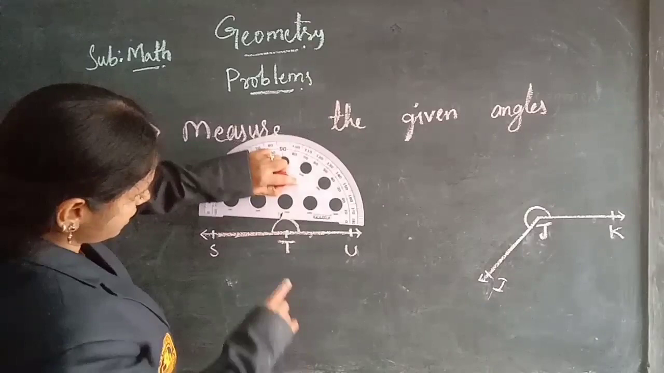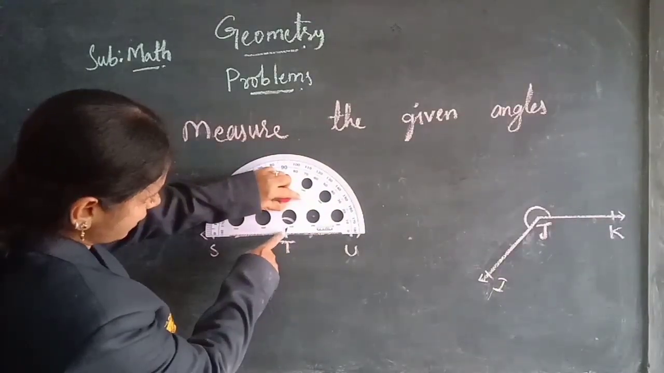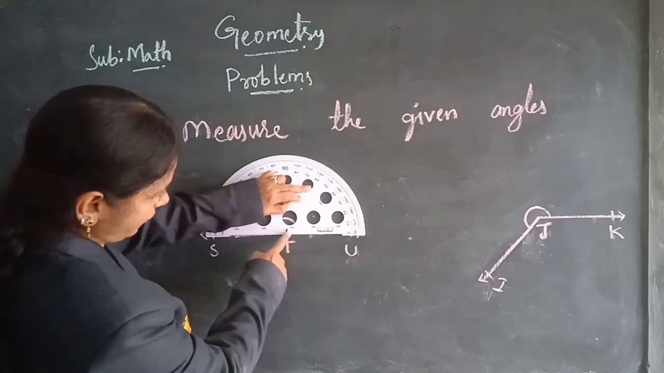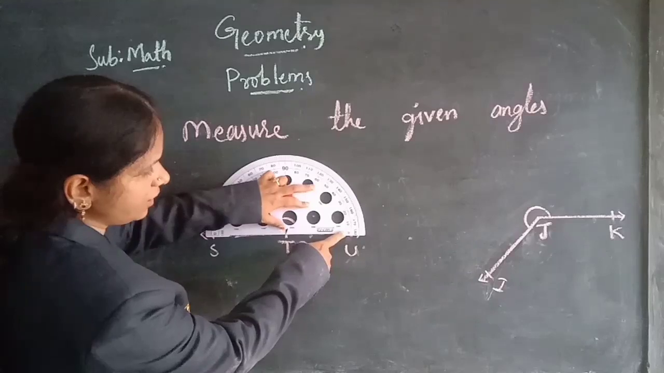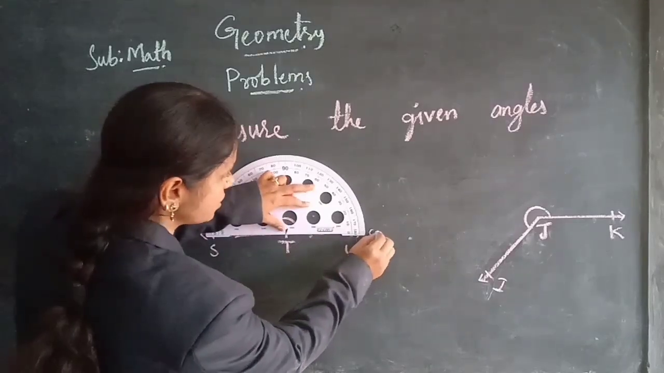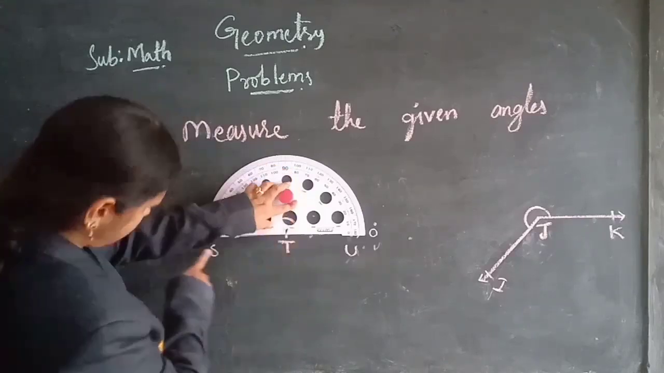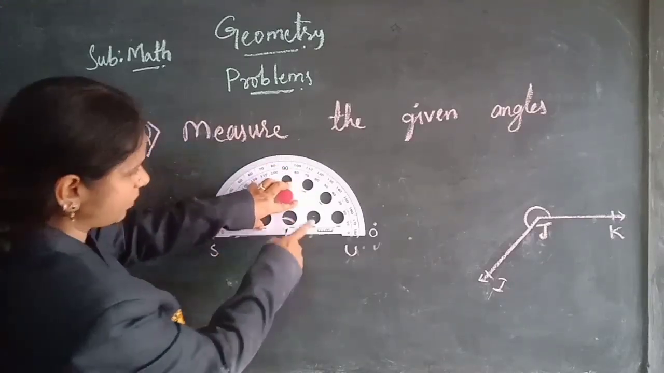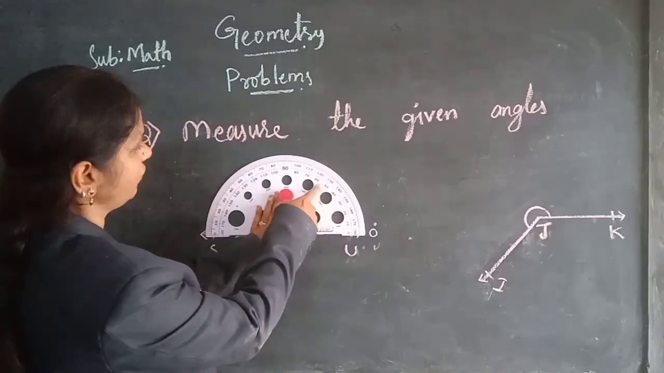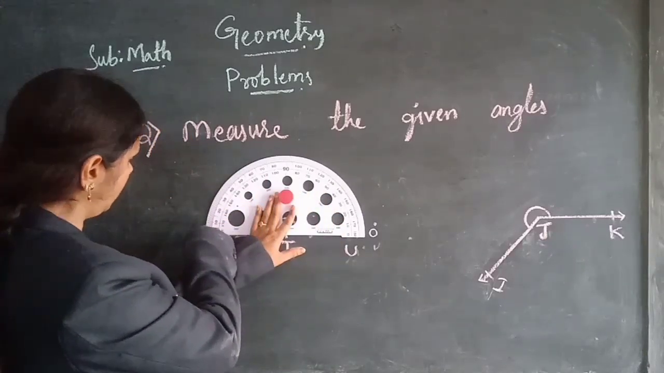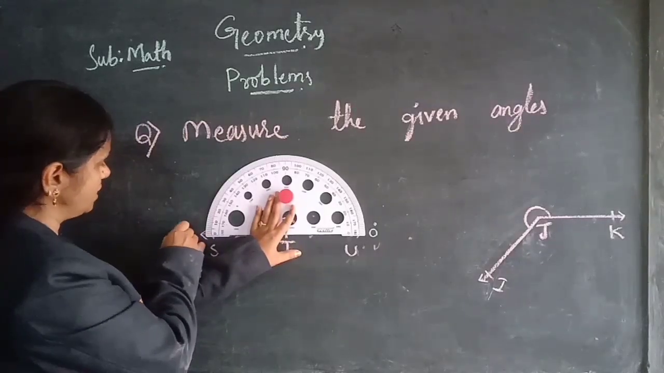Now I am fixing this. The midpoint is T, so I am fixing the protractor at T. And here you see this is the inner scale at 0 degrees. Now here this is the terminal ray, children. Come on, let's count the degrees: 10, 20, 30, 40, 50, till it reaches 180 degrees. So the terminal ray is at 180 degrees.